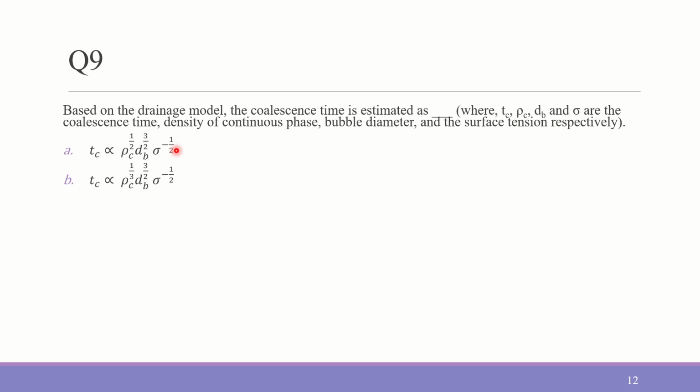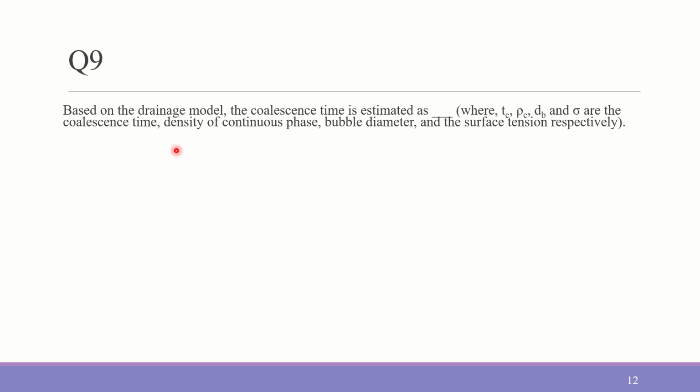Now let us go to question 9. Based on the drainage model, the coalescence time is estimated as dash, where Tc, rho c, dB and sigma are coalescence time, density of continuous phase, bubble diameter and surface tension respectively. We are asked to find Tc, and the given parameters are rho c, the density of continuous phase, dB, the diameter of bubble, and sigma, the surface tension.